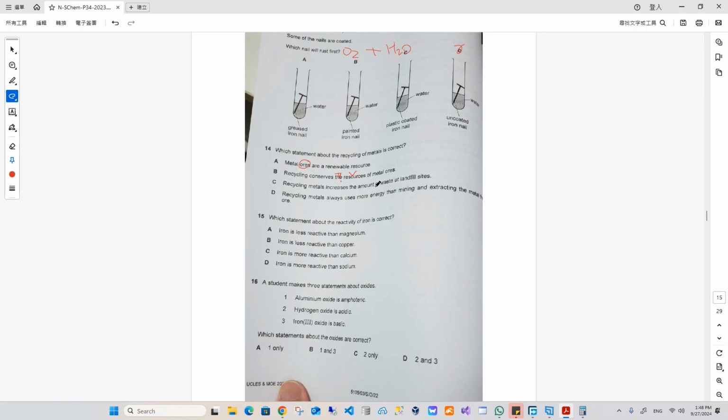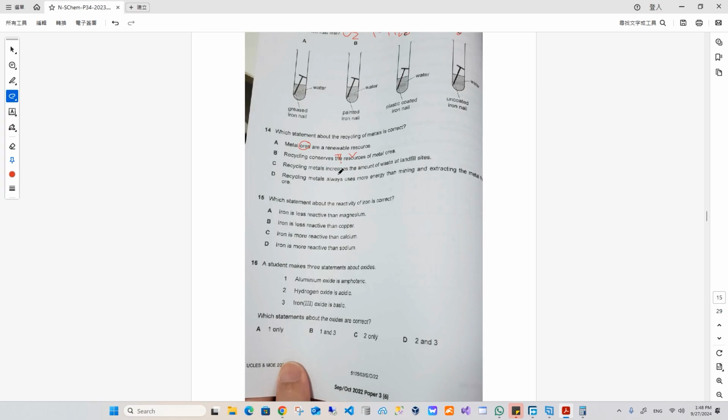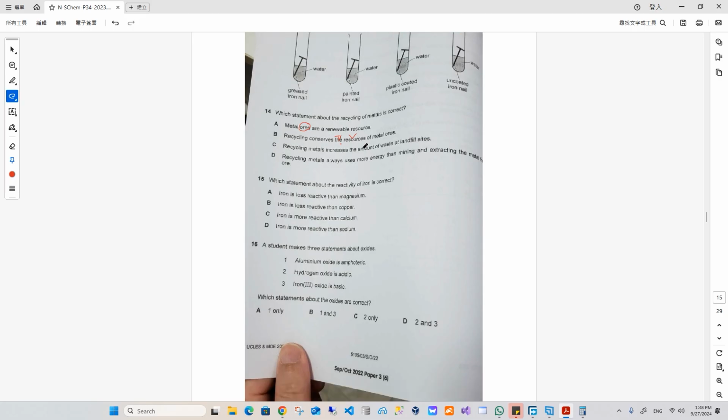Recycling metals increases the amount of waste in the landfill site. You're recycling them, so not really. Actually, it's supposed to decrease the metal appearing in the landfill. But this is politically correct, and this is politically wrong, because the recycling business also creates a lot of waste. This is the reality. We live in reality, but we always believe in hypocrisy. So C is not the answer, supposedly, if you're a good student.